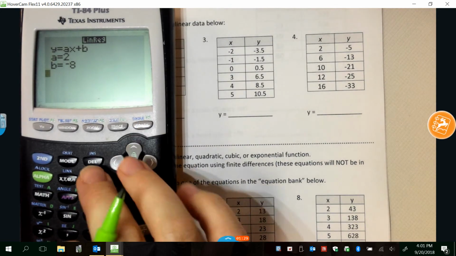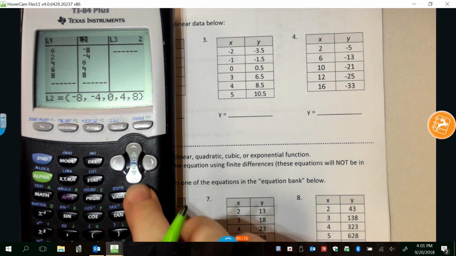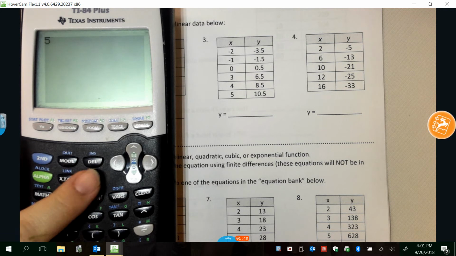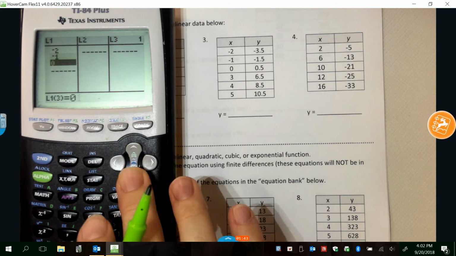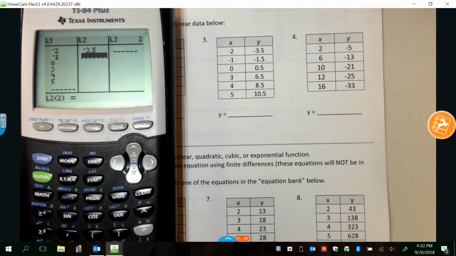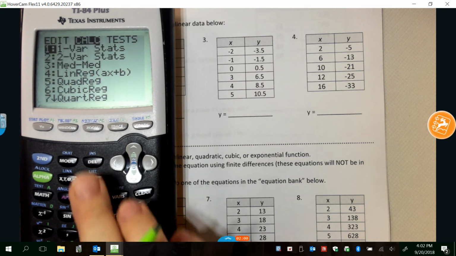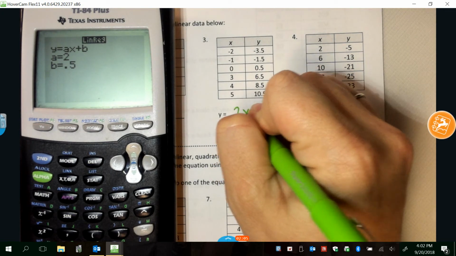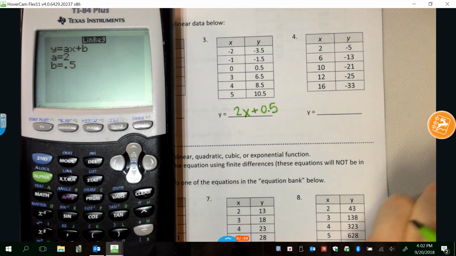Okay, so number 3. Negative 2, negative 1, 0, 3, 4, 5. Negative 3.5, negative 1.5, 0.5, 6.5. Okay, stat right. This is linear 4. Enter, enter, enter, enter, enter. Y equals 2x plus 0.5, or just 0.5, either way.